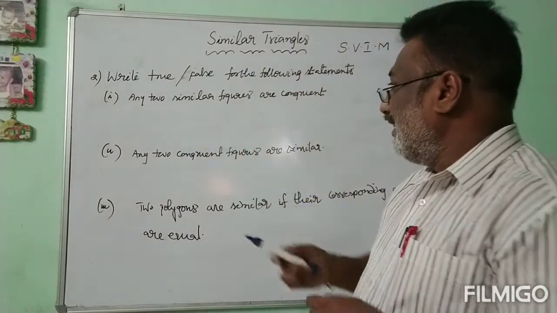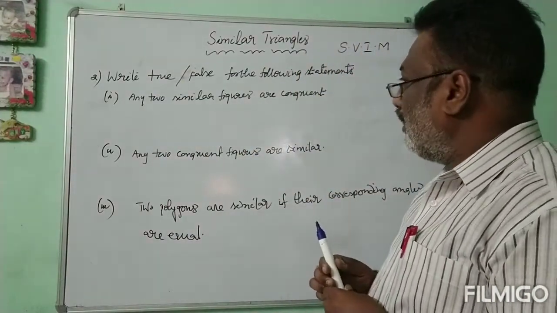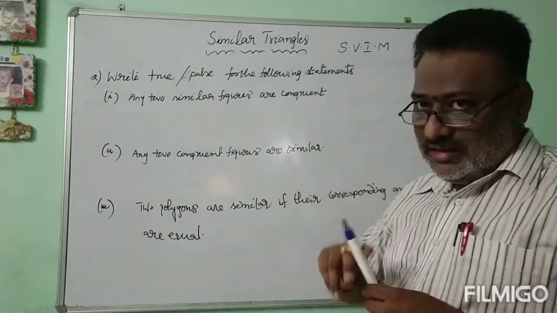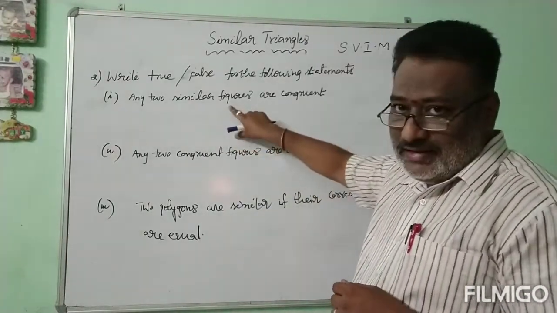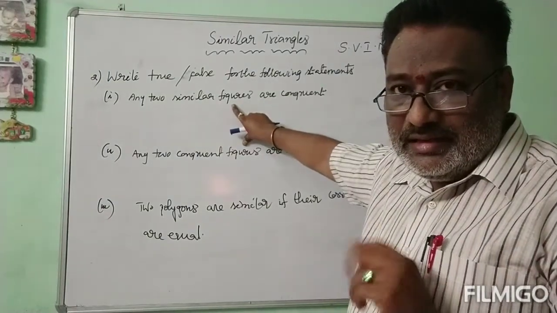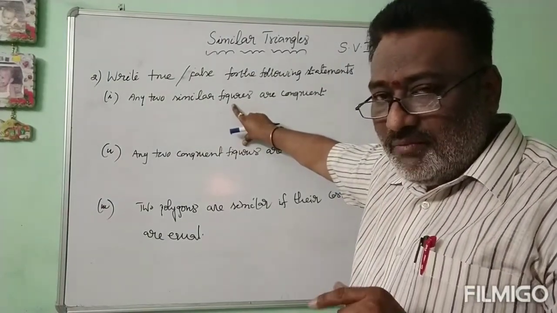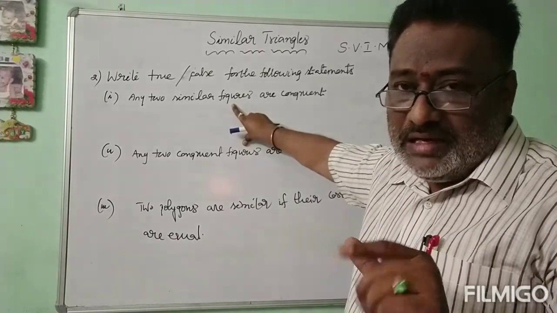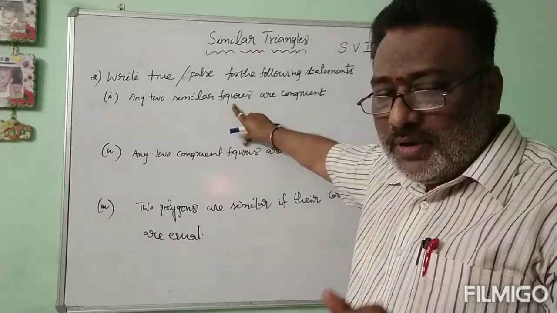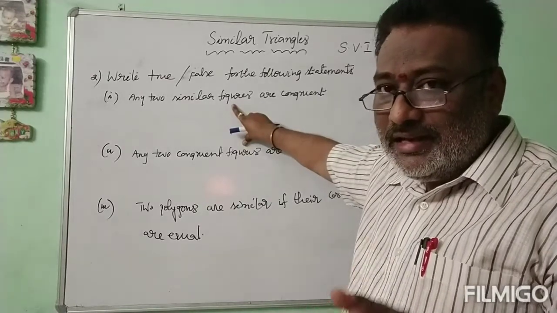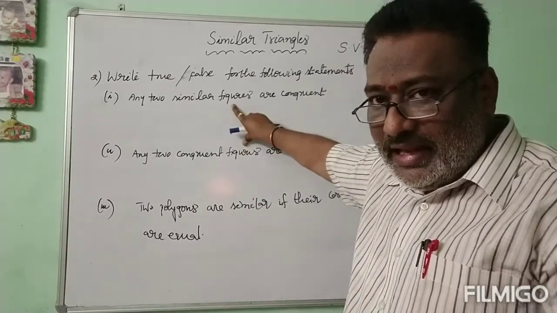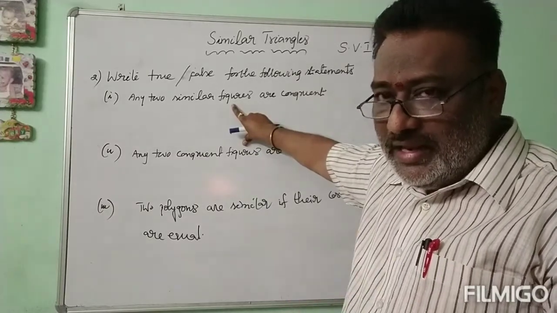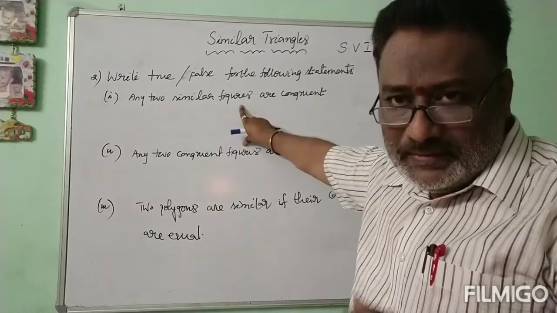So first one is, any two similar figures are congruent. So similar figures, that means in these two figures their corresponding angles are equal, but their corresponding sides are in proportion only. But when the corresponding sides are in proportion, then their corresponding sides need not be equal. So whenever the corresponding sides need not be equal, then they are not congruent.